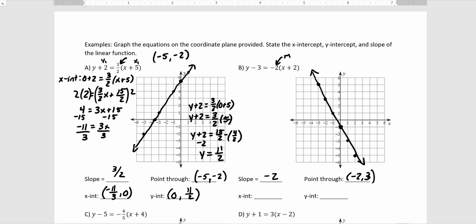All right, look in here. I see, oh hey, my y-intercept is 0, negative 1. No algebra required. This one, however, doesn't go through an integer, so let's do this one algebraically. That would be my x-intercept.